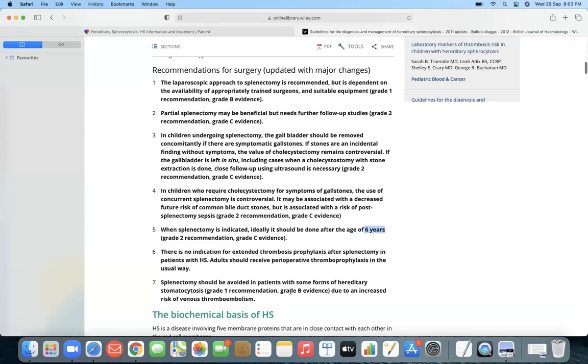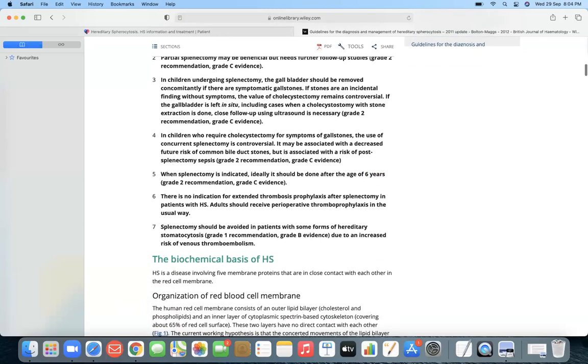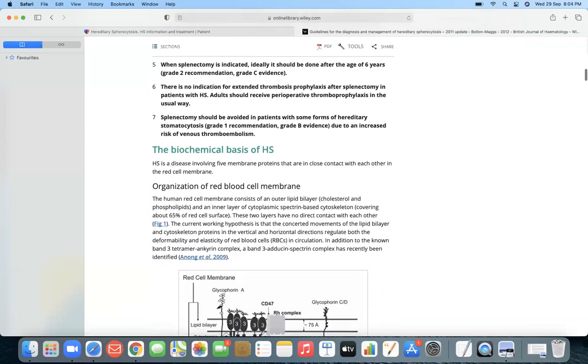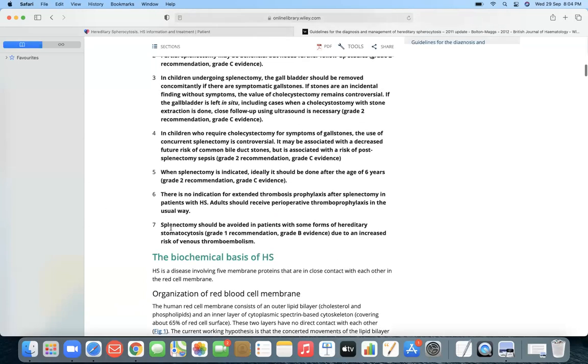Splenectomy should be avoided in patients with some forms of hereditary stomatocytosis due to increased risk of venous thromboembolism. Anyone has an idea about what this hereditary stomatocytosis is? Should it be put as the differential for this?